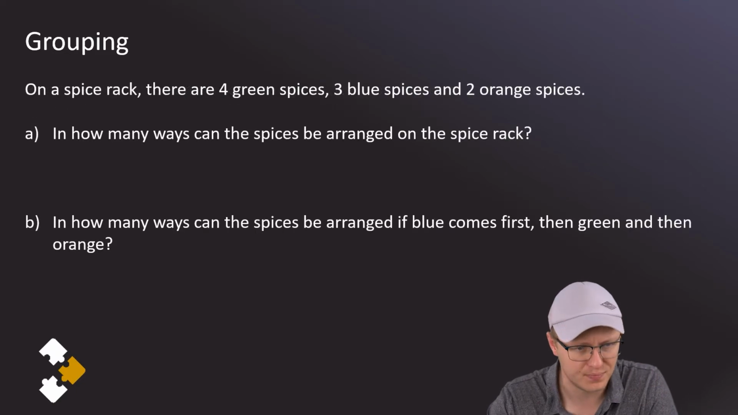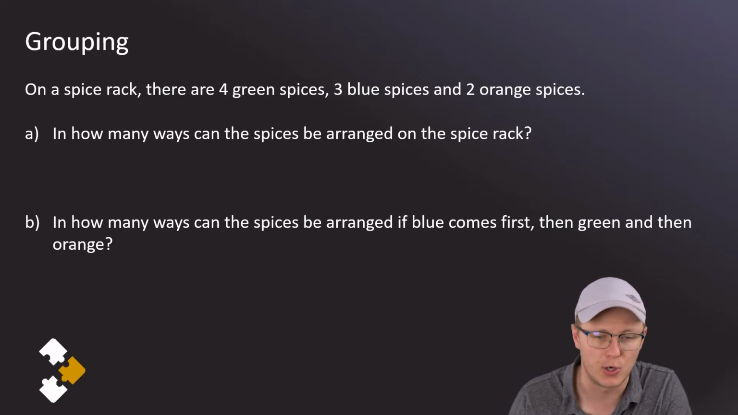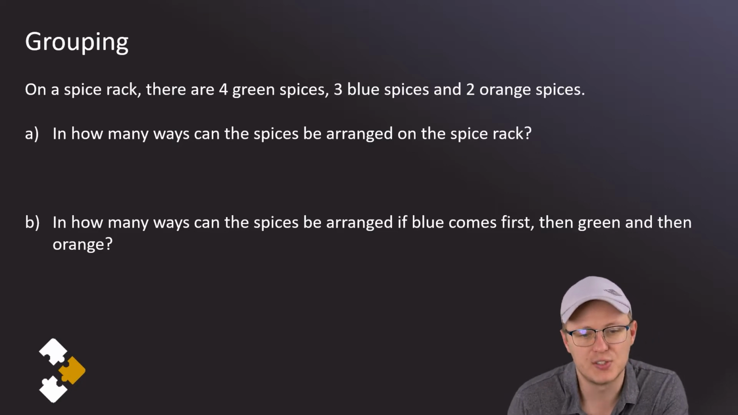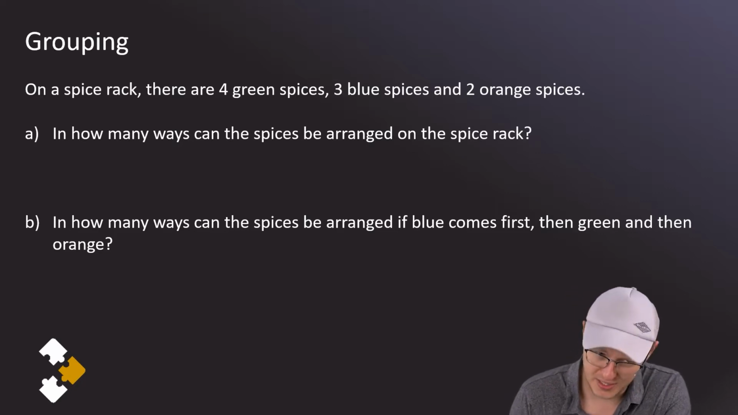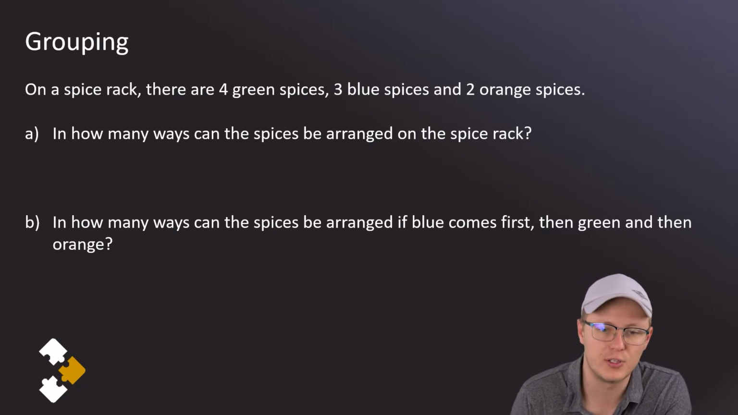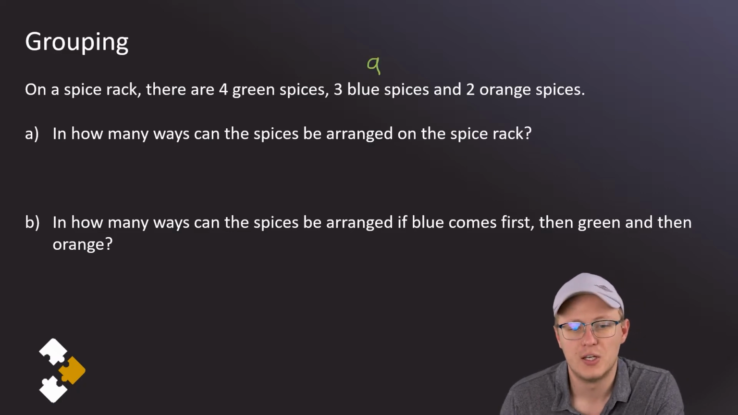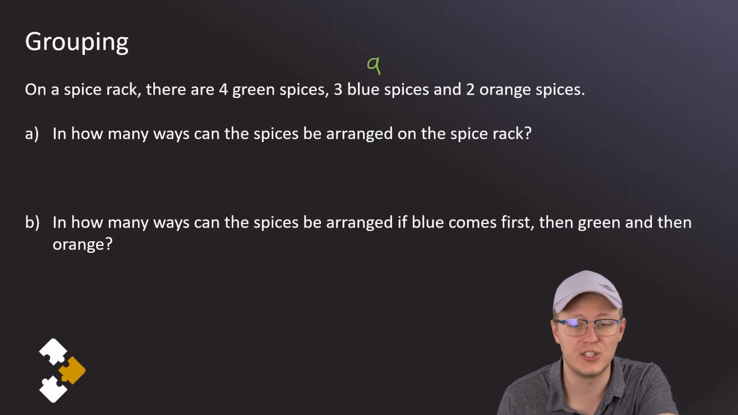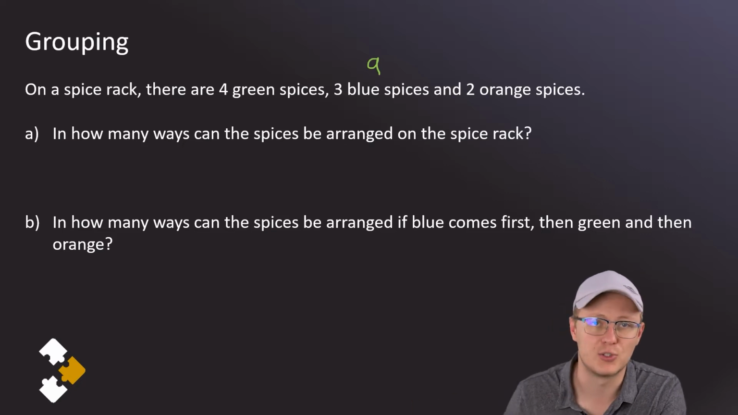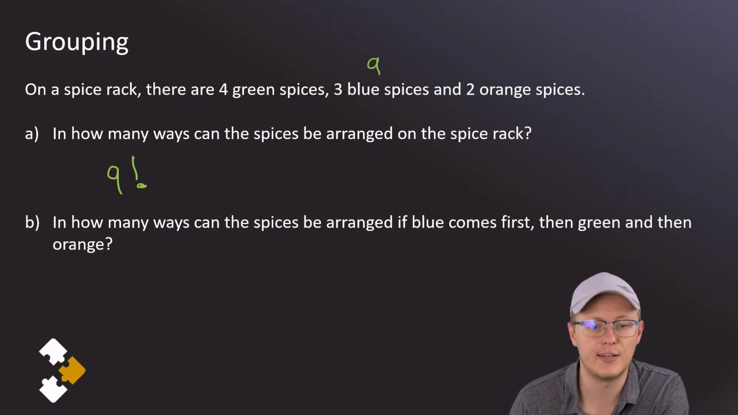Okay, so on a spice rack, we have 4 green spices, 3 blue spices, and 2 orange spices. So it asks, in how many ways can the spices be arranged on the spice rack? Okay, so for this, we have 4 plus 3 plus 2 unique things, and there are then 9 of them, right? So if we have these 9 things and there's no limitation on how we're supposed to order them, then the number of ways it can be arranged is going to be 9 factorial.